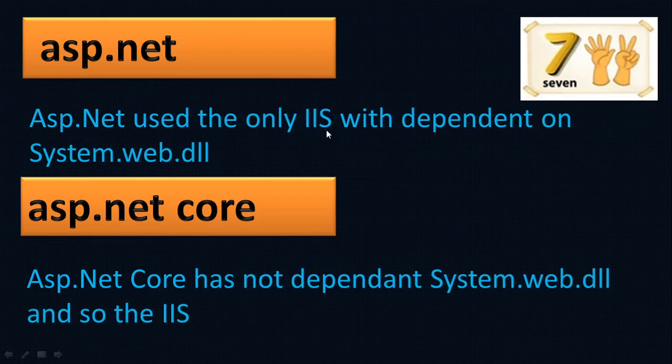ASP.NET is used only on IIS and depends on System.Web.dll, but because ASP.NET Core is open source and cross-platform, it does not depend on System.Web.dll, and it does not even depend on IIS. It's a totally new architecture, so therefore it works much better than ASP.NET.